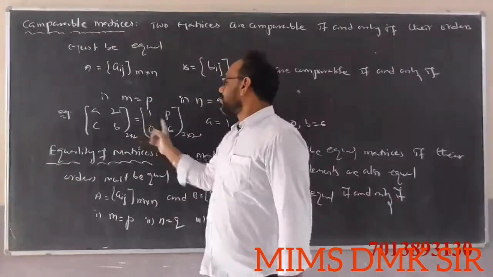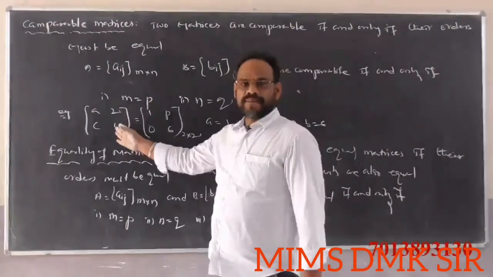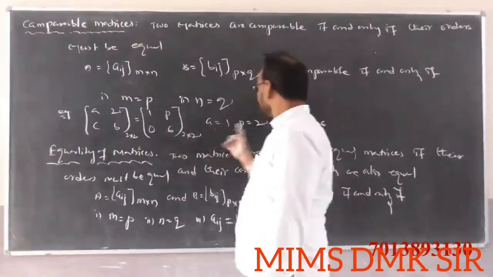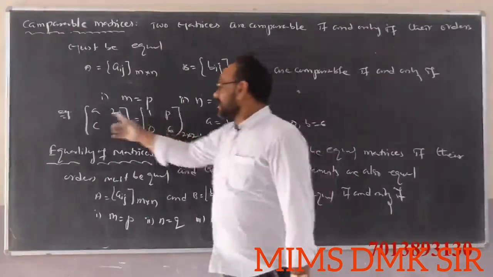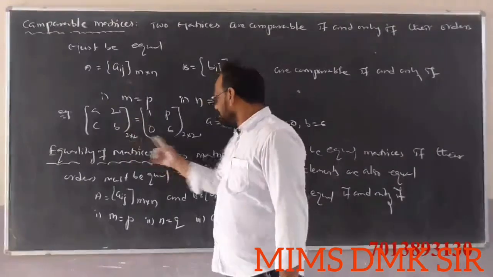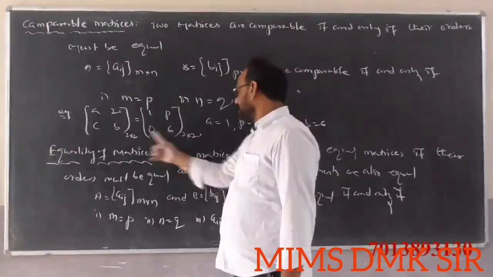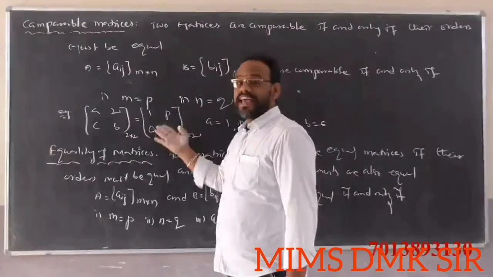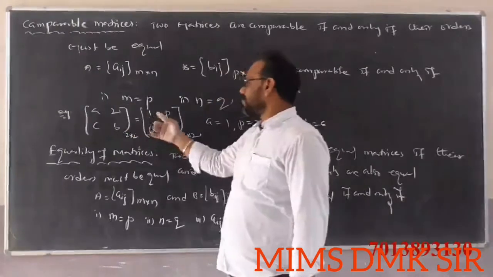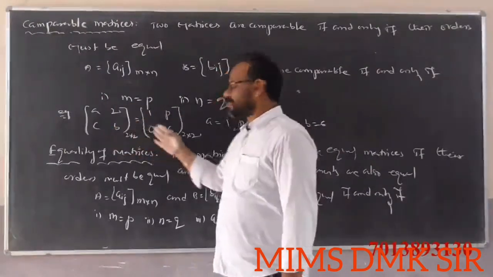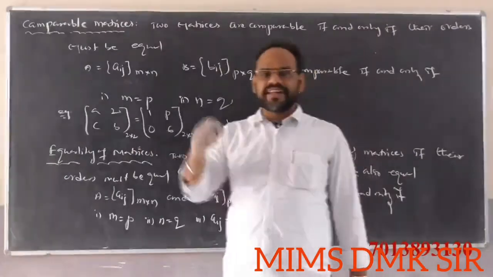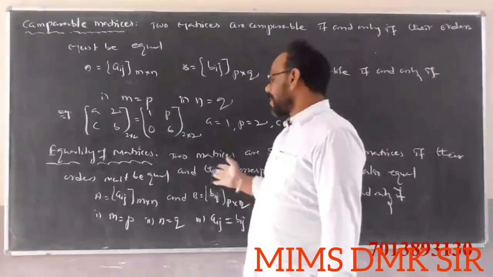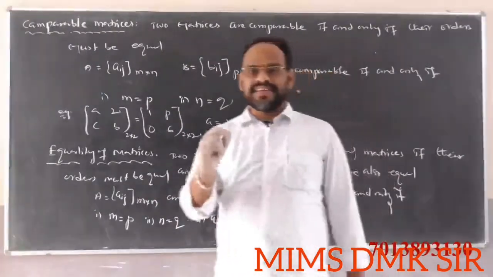Observe here, this is equality of matrices. This is matrix A, this is matrix B. If two matrices are equal, then only corresponding elements are equal. If you take this example, orders must be equal: M is equal to P and N is equal to Q. Orders must be equal and corresponding elements also equal. That means a is equal to 1, 2 is equal to p, c is equal to 0 and b is equal to 6. So corresponding elements must be equal and orders also must be equal. Then only two matrices A and B are said to be equal matrices.